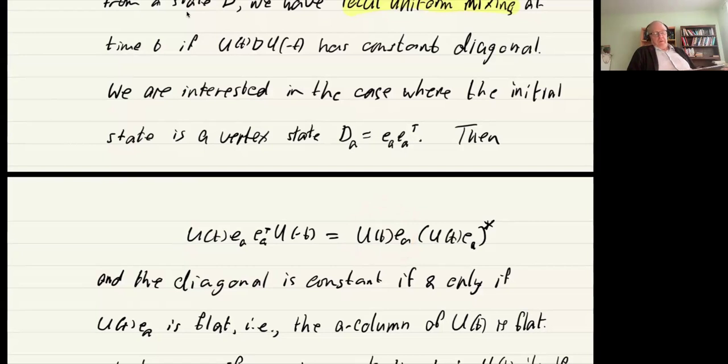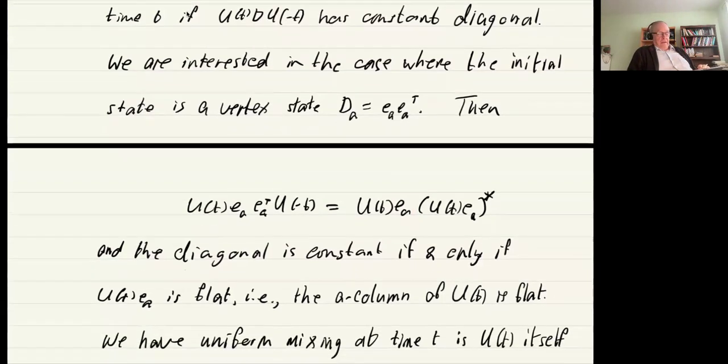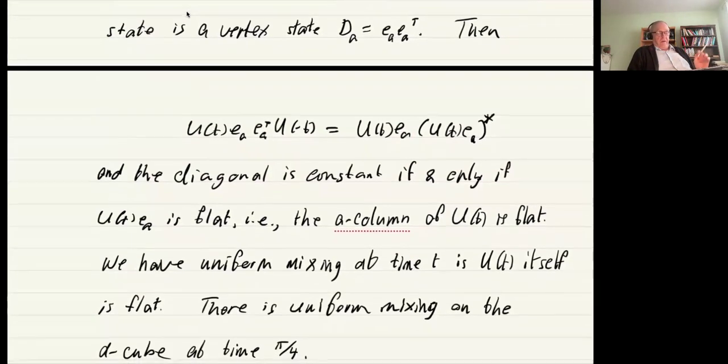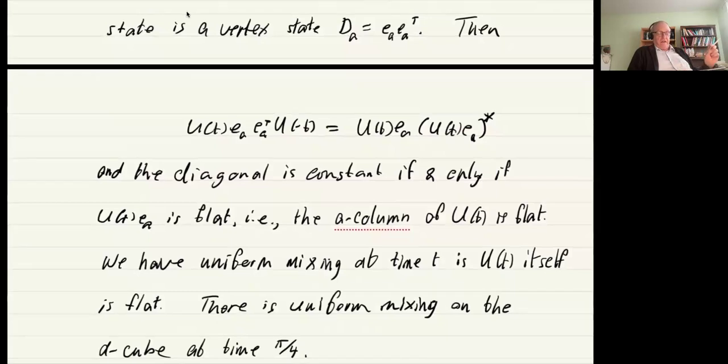Okay, so the point is that constant diagonal at time t is equivalent to this vector being flat, because the diagonal entries are just the squares of the absolute values of the entries of U(t) e_a. If they're all equal, the vector is flat. Okay, and so starting at a vertex state, we can say that you've got local uniform mixing at time t if this vector is flat. Okay, and so you don't have to talk about density matrices if you don't want to.